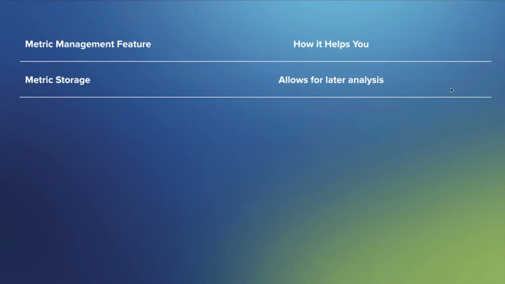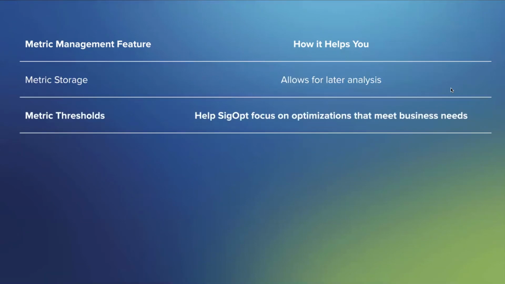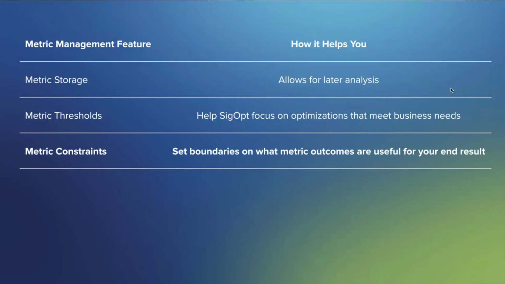So here's the full set of metric management features, and Harvey's going to present these in the demo. But metric storage is really the essential first step. You can track up to 50 metrics, which is definitely helpful if you want to look back and analyze or optimize different metrics later on. Metric thresholds help you focus on optimizations that meet your business needs. So in this scenario, you may say your accuracy has to be above 97%, and otherwise, you can't ship your product. So that will induce SigOpt to only return results above that threshold, assuming that that's possible given your model.